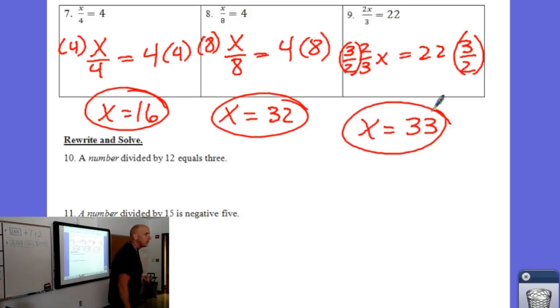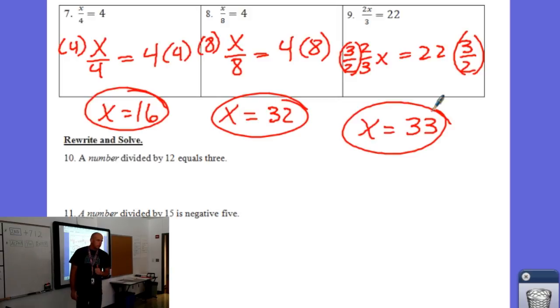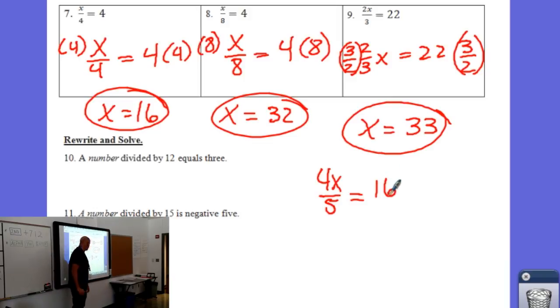All right, so let's review what we just did. We took the 2x over 3 and we pulled out the fraction part, the coefficient, so that we have a number and a variable. We have 2/3 and x equals 22, and we multiply the reciprocal on both sides, 3 over 2. That's all we did. Try to remember what example we did last. So let's go underneath here: 4x over 5 equals, let's say 16. Okay? 4x over 5 equals 16.